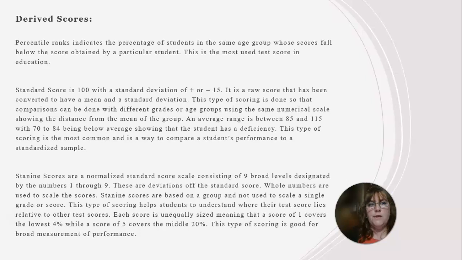So the percentile rank is the percentage of students who fall below a score. Okay, kind of easily summed up. Standard scores is the distance from the mean or an average of a group. So that kind of sums that up.